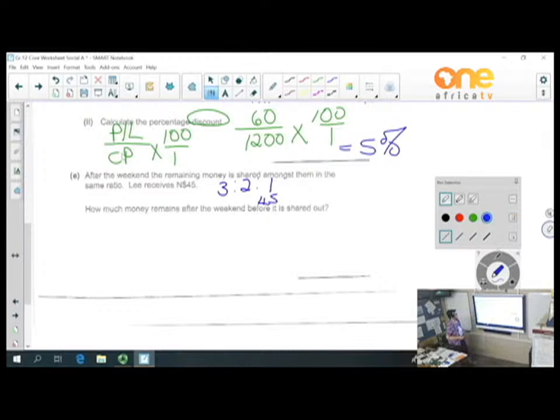So how much money remains after the weekend is shared out? So I need to find out what was Rihanna and Jen's money to get that. If Lee gets 45, it means she's going to get 90, and Jen is going to get 135. Now we can add it and subtract it from the original, and my answer here is 270. That's what remains. How much remains after the weekend before it is shared out? Okay.